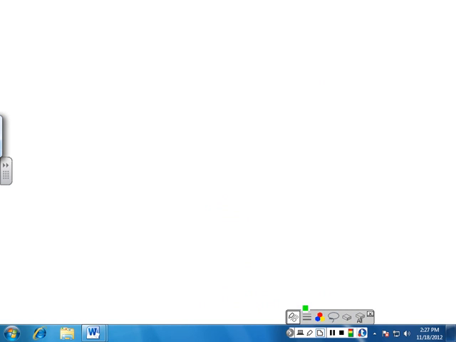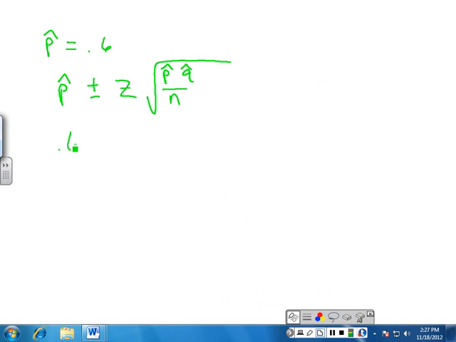So moving on to number 4, this is really the same information we just had. So we have p hat is equal to 0.6, and we want to construct a 90% confidence interval. So that's going to be the sample statistic plus or minus a confidence coefficient, which will be z for all proportion tests, times the square root of p hat q hat over n. So 0.6 plus or minus 1.645.